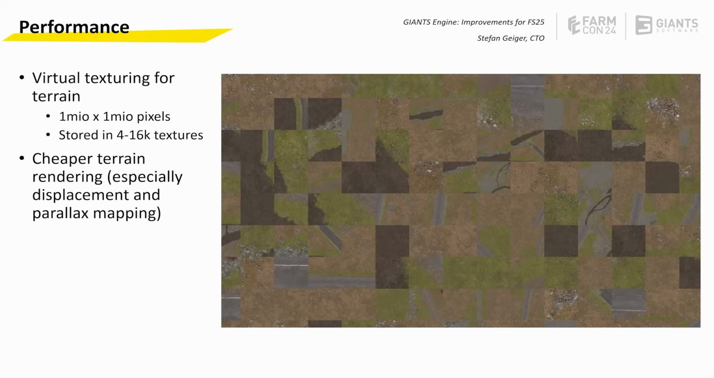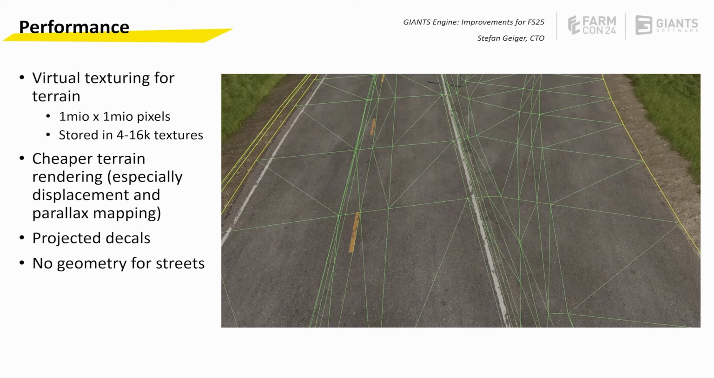Next is virtual texturing for terrain, and cheaper terrain rendering, especially displacement and parallax mapping. Again, I don't really understand this, but for those of you that do, this is what we're getting. Okay, then there's projected decals and no geometry for streets, and there's a couple of screenshots here to look at.